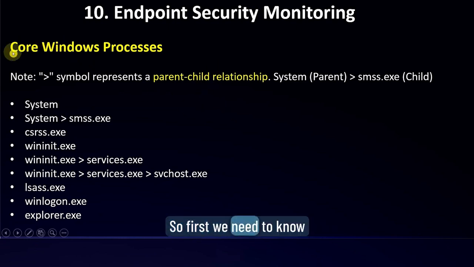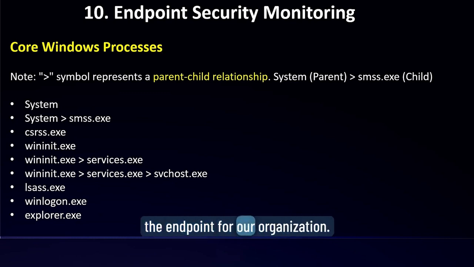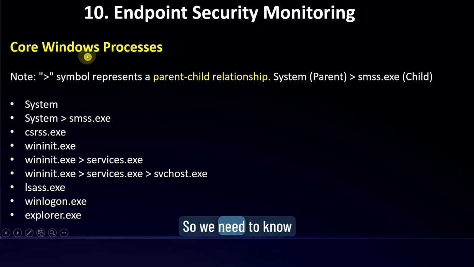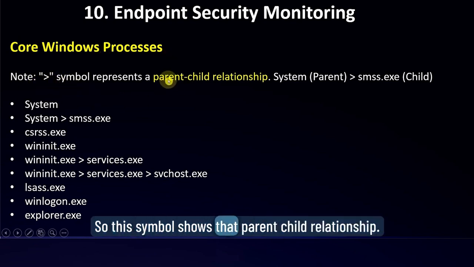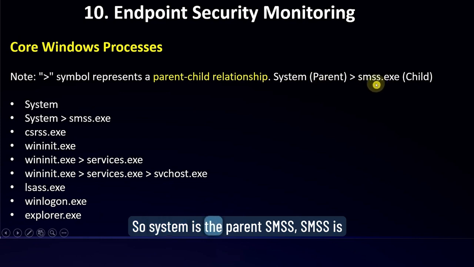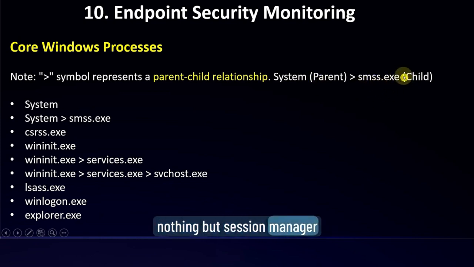So first we need to know about the core Windows processes. Windows is one of the endpoints for our organization, so we need to know about the processes of Windows. This symbol shows the parent-child relationship. System is the parent, and smss, the session manager, is a child. So in Windows processes, there will be a parent-child relationship.